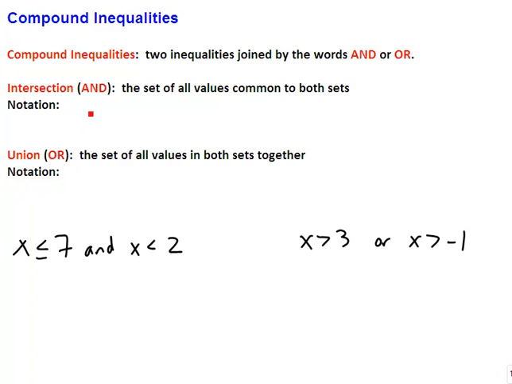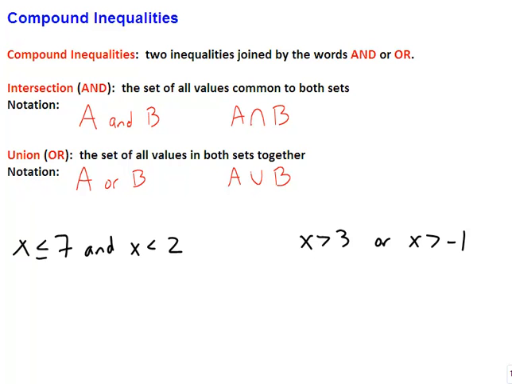The notation for this, if you use words, would be "A and B", or if you use symbols, this would be A intersect B, and the symbol for intersection is an upside down U shape. The other kind of problem that we're going to look at today is a union, which is synonymous with the word "or", and that means the set of all values in both sets together. So you would see this written as "A or B", or the set notation would be A union B, where union is denoted by this U shape.